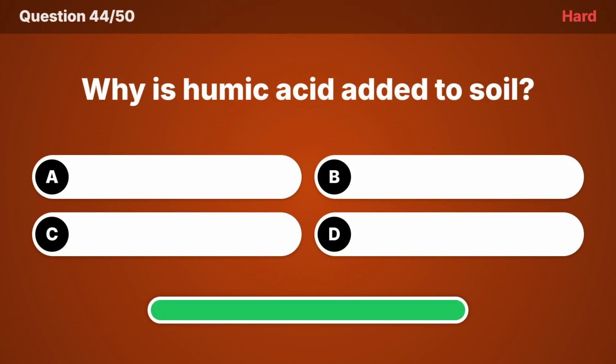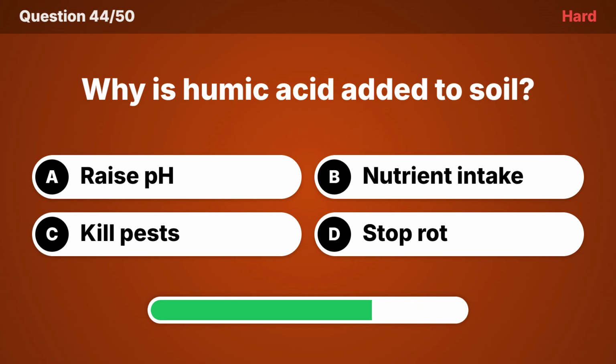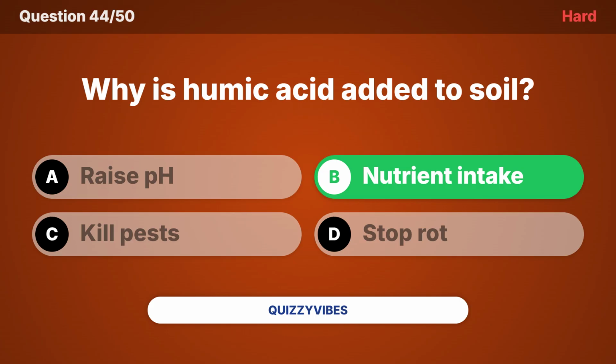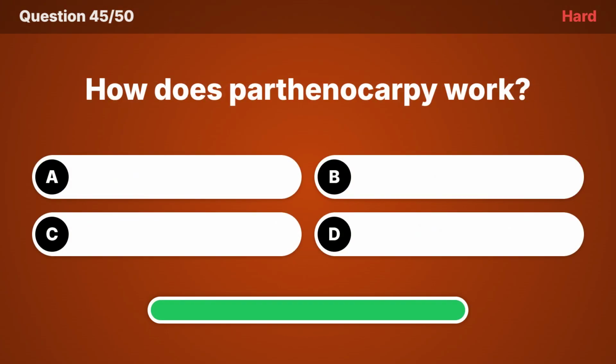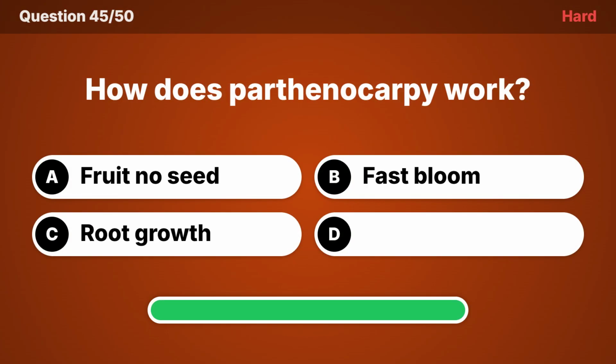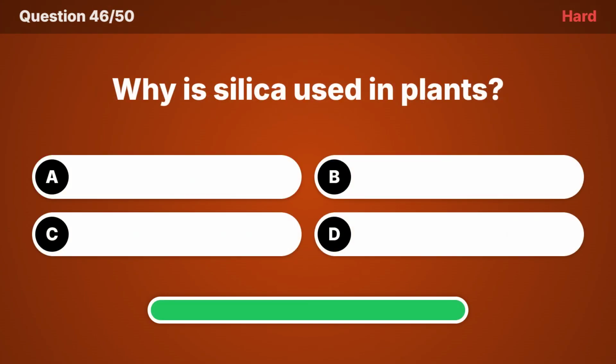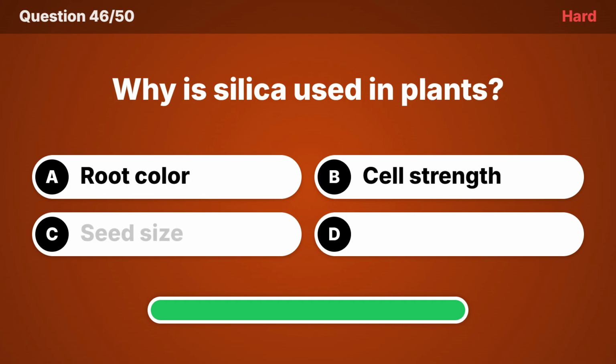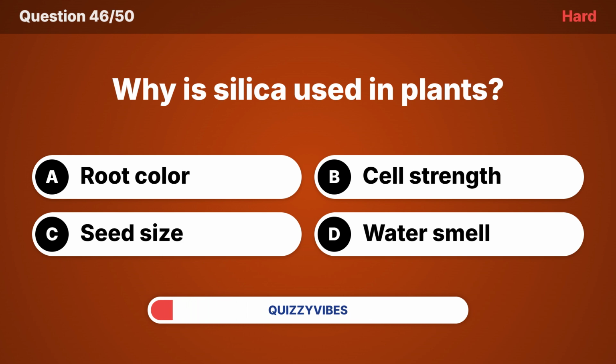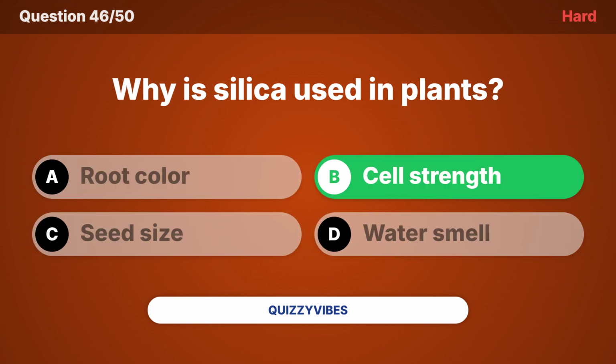Why is humic acid added to soil? Time's up. It's nutrient intake. How does parthenocarpy work? Did you guess it? The answer is fruit no seed. Why is silica used in plants? Here is the answer: cell strength.